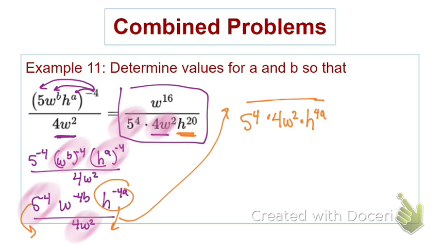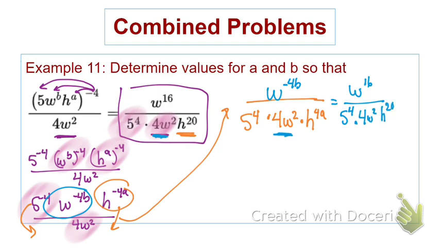Now the last thing is that this w here has a negative exponent, and I should be tempted to move it to the bottom, but if I move it to the denominator, this is no longer going to match the 4w squared over here. So I'm actually going to leave it where it is. And it actually matches up a little bit better on the other side, because on the right-hand side of the equation I've got this w to the 16, and it kind of matches up with this being w to something.